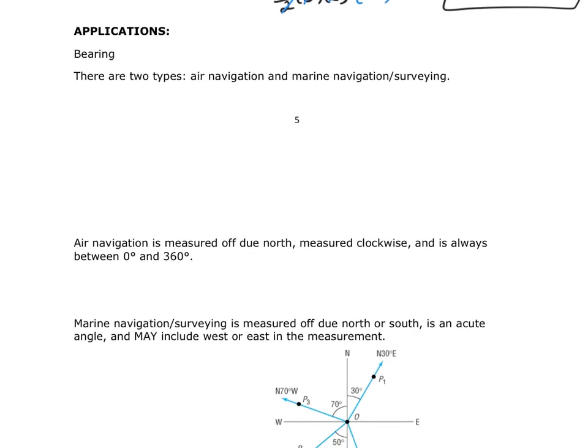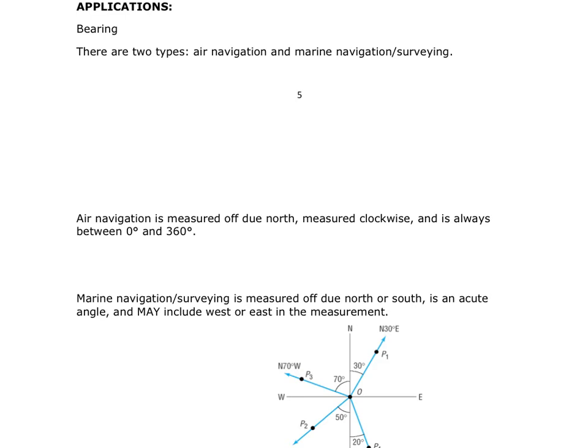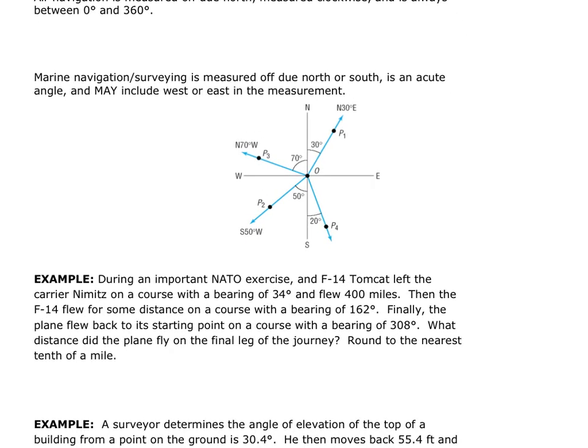Let's take a look at some applications. There are two types of navigation: air navigation and marine navigation. Air navigation is always measured off due north counterclockwise and is always an angle between 0 and 360 degrees. Marine or surveying navigation is off the north or south. As an example, it's 20 degrees off the north, or 50 degrees off the south, but in the west direction. So pay attention to what they're giving you, and then you're going to have to make that conversion.